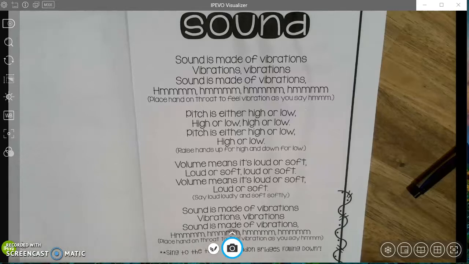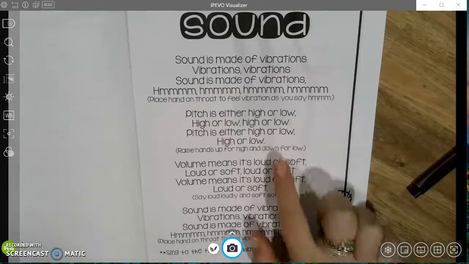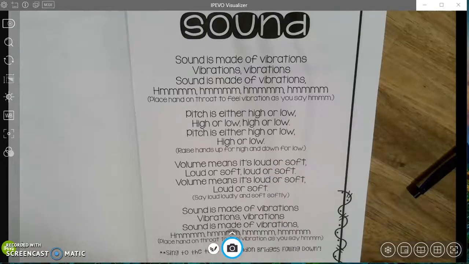I think I kind of figured out how the song went as we were reading it, but that's okay. We'll do this during one of our meetings so that way we can talk about our hand on our throat and we can look at our hands going up and down and practice saying it the different ways. It's always fun when we learn fun things.